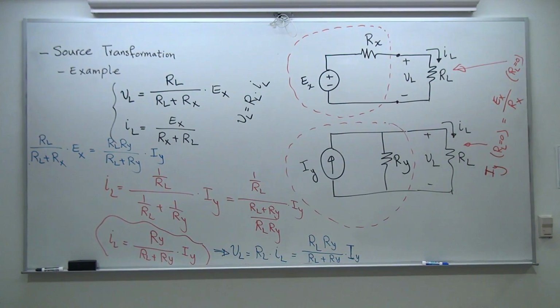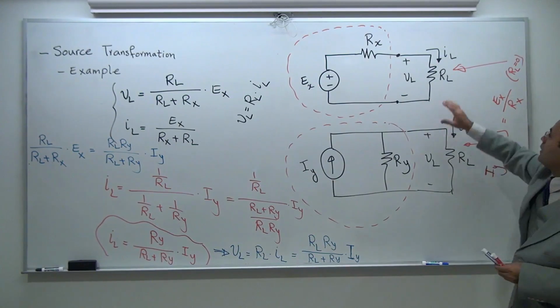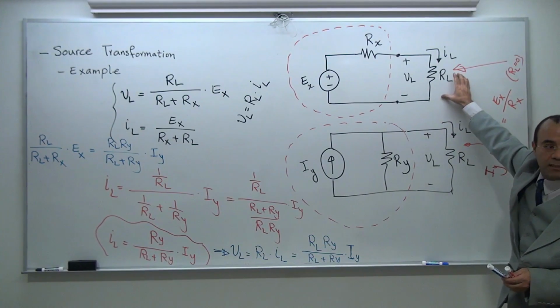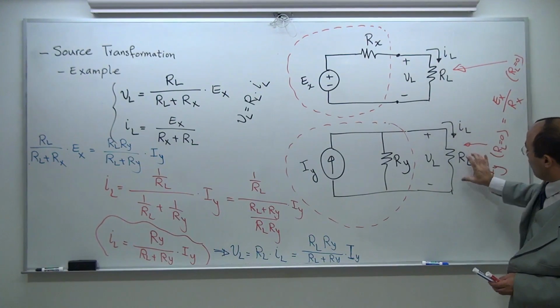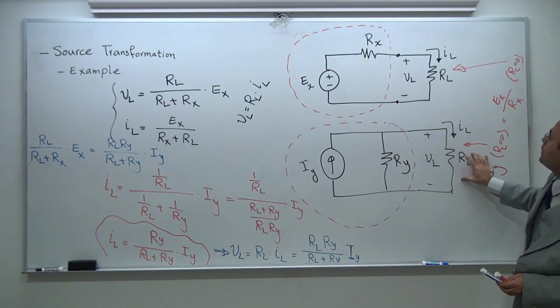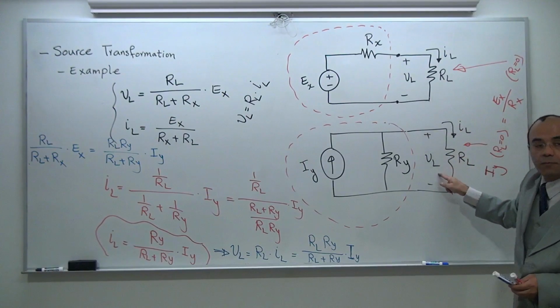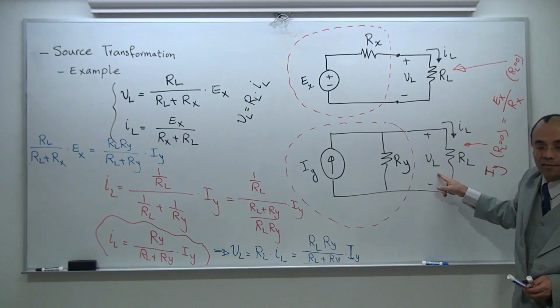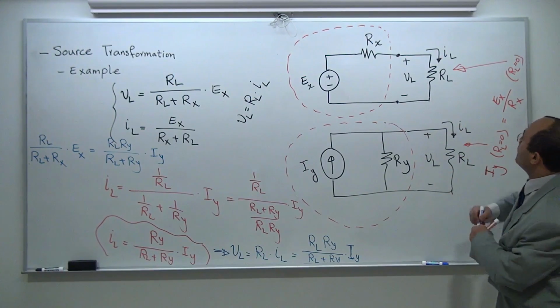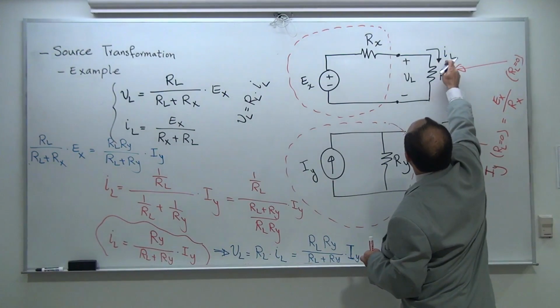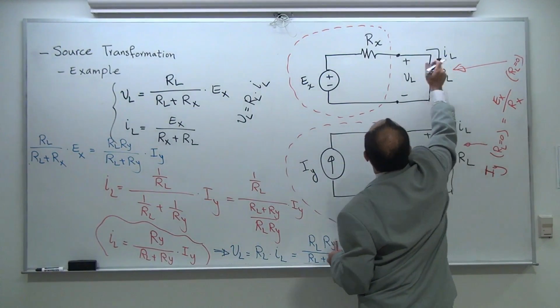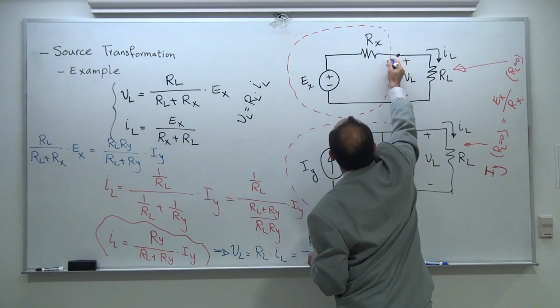Let's try this one more time. If RL is infinity, that is going to give me an open line. This RL is infinity, that's going to be an open line. Let's see if these two are going to be behaving the same when RL is open. Now for RL open, IL is 0. Because IL is 0, there is no voltage drop across this.